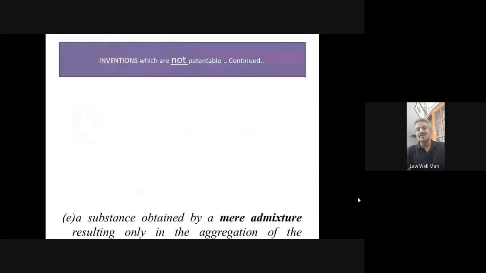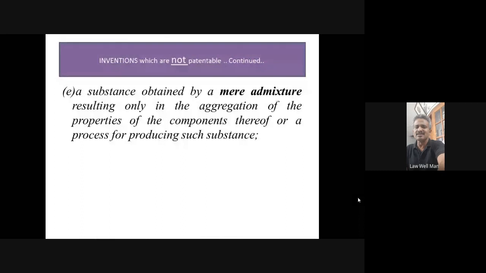Okay, let's move to the next one, that is section 3E. Section 3E says that if it is a substance obtained by a mere admixture. What's a mixture? I just had mixture in the evening with my tea. Mixture has got very many elements. So when you mix it, it becomes a mixture, right? But that is just a simple example. So here there is a substance obtained by a mere admixture.